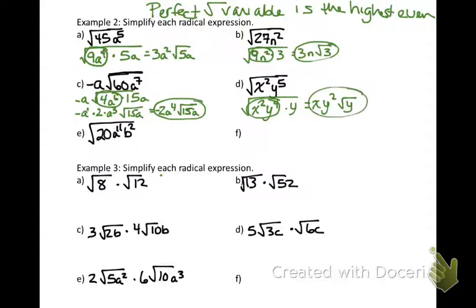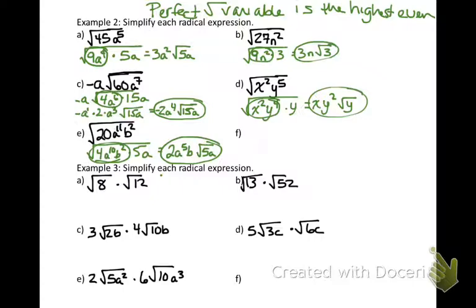I'd like you to try E by yourself. Please put me on pause. Check it out. Alright, so I broke up 20 to 4 and 5, broke up a to the 11th to a to the 10th and a, and b squared is already a perfect square. Then I square rooted the 4a to the 10th b squared to 2a to the 5th b with a square root of 5a attached. Okay.